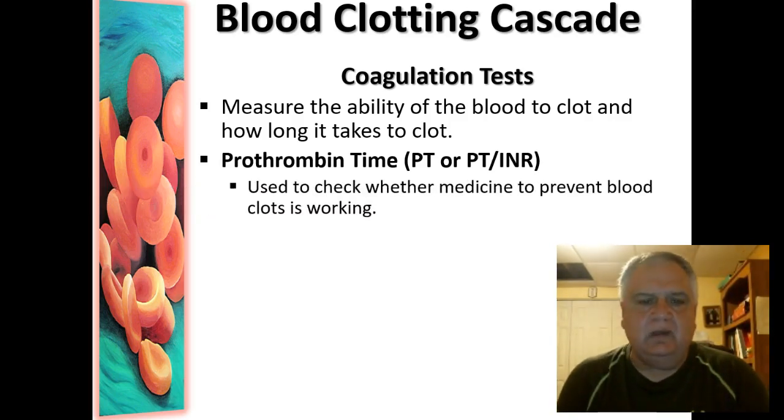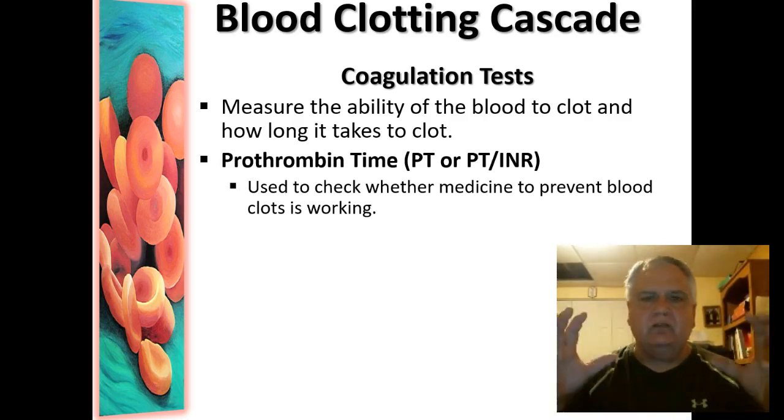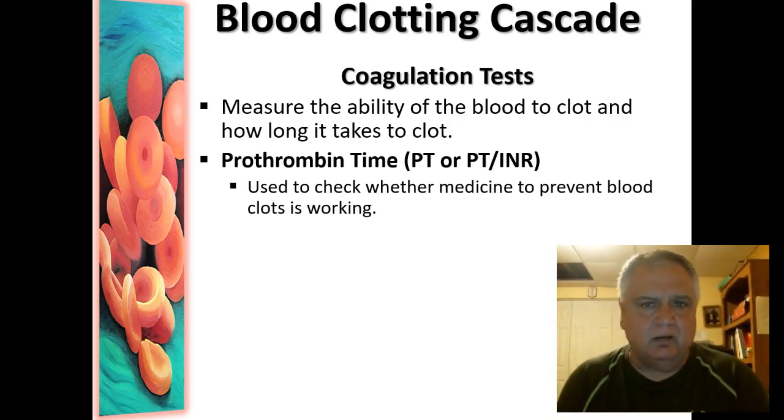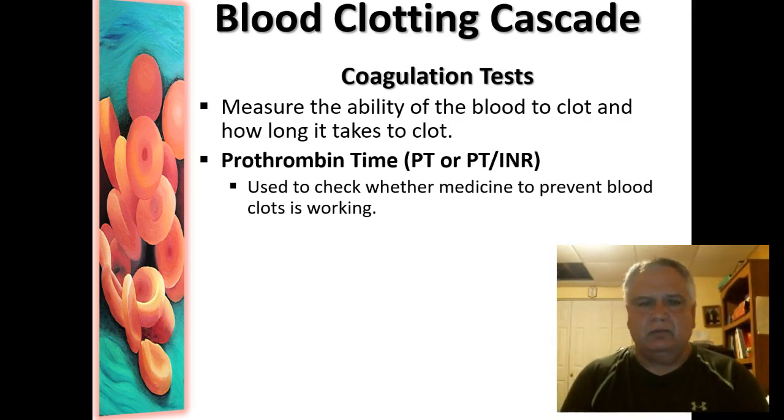Prothrombin time, or PT, is used to check whether the medicine that is given to prevent blood clots is actually working. So let's say, for example, we might have a patient who has atrial fibrillation. The atria just quivering instead of contracting forcefully. So that quivering can cause blood to swirl and to pool and can cause the formation of blood clots, which can then exit the heart, travel into the coronary arteries or other tissues further away, like the lungs, the brain, and so on and so forth.